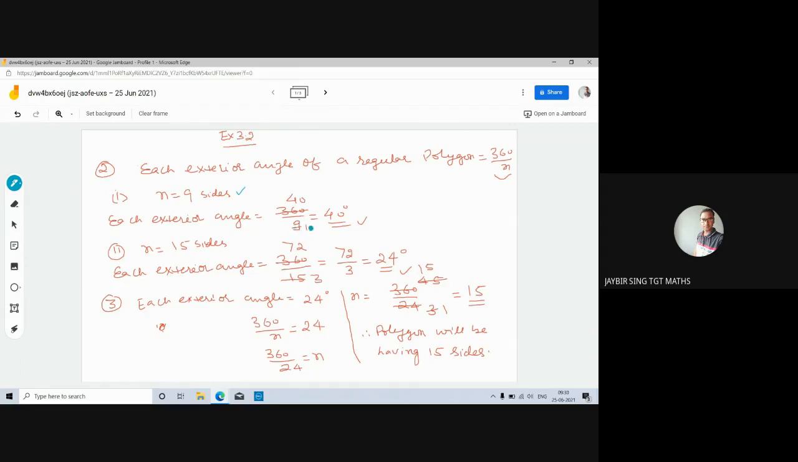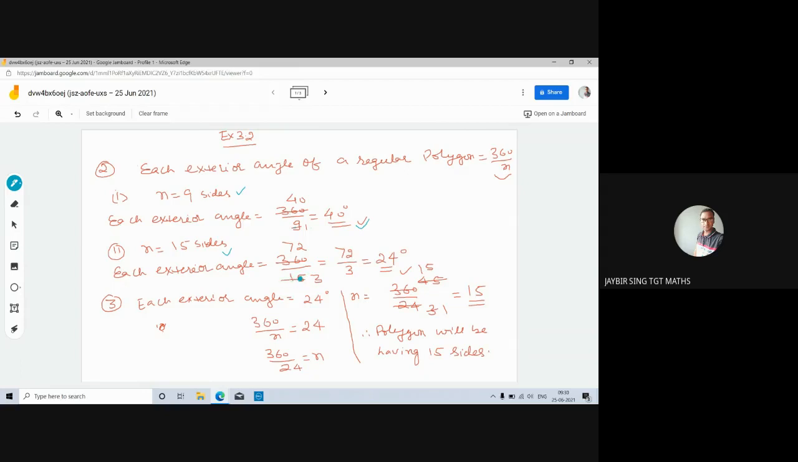Now 9 1s are 9, 9 4s are 36, it will be 40 degrees. So each exterior angle will be 40 degrees if the number of sides is 9. Okay, so the second part is the same. If n is 15, you can apply the same formula. Each exterior angle is equal to 360 upon n, and n is 15 here.